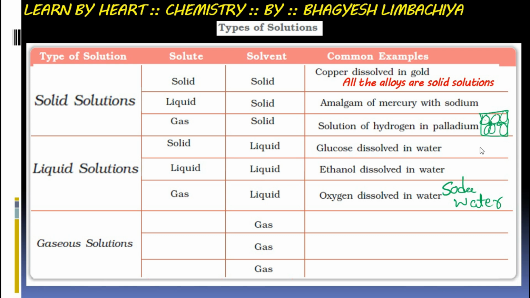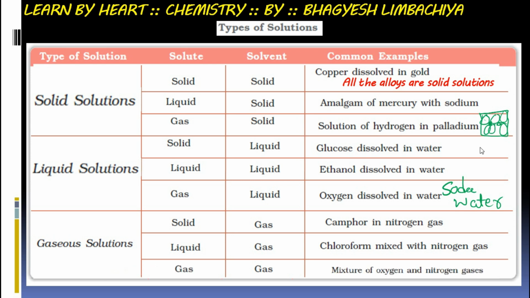Now a solid is mixed with gas, example is camphor in nitrogen gas. Camphor is a sublimative substance, so the mixture of camphor and nitrogen is a gaseous solution in which solute is solid and solvent is gas. When liquid is mixed with a gas, chloroform and nitrogen gas, this mixture is known as a gaseous solution. And when gas is mixed with gas, the mixture of oxygen and nitrogen gas, meaning air, is an example of gaseous solution. Okay, so our first question is over now.